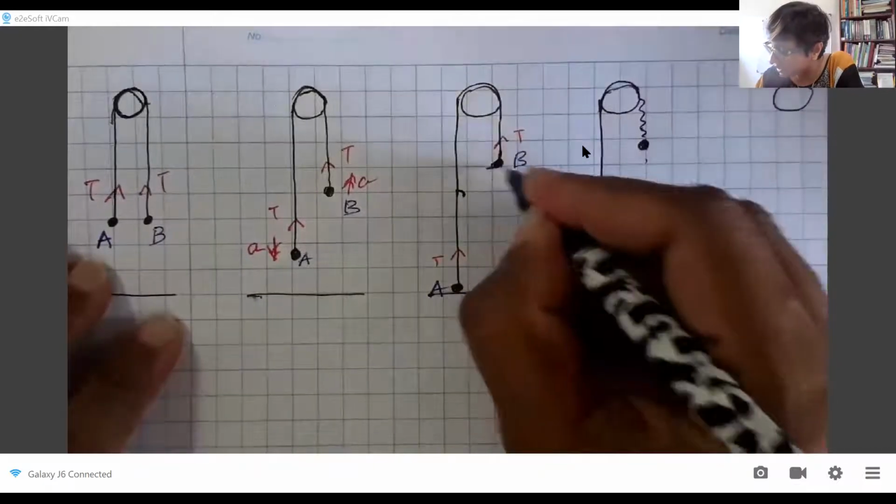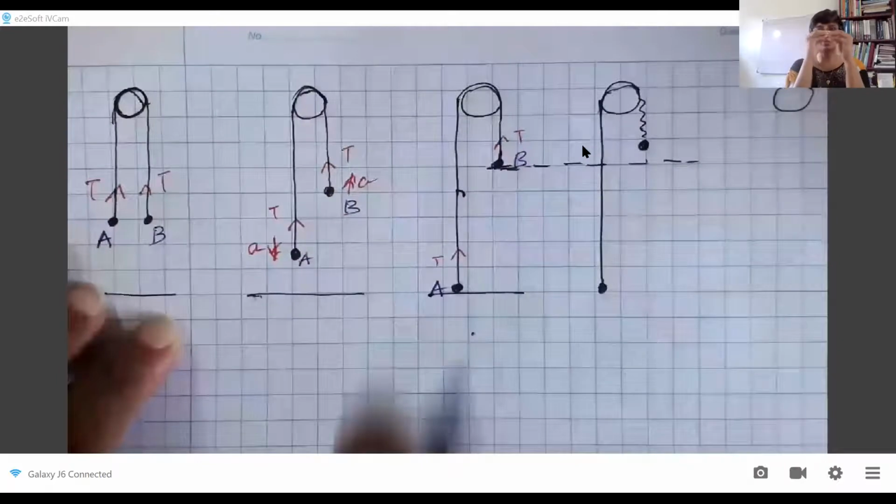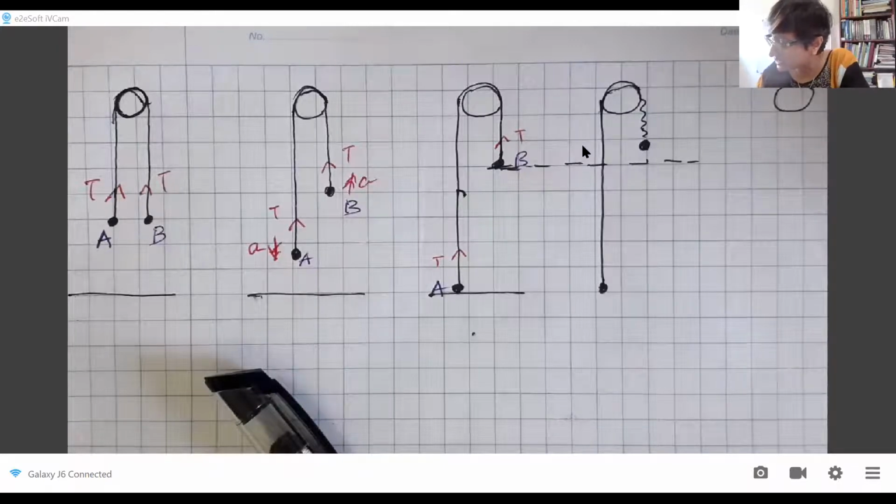After this moment, let me draw a dotted line at that level. B's motion is just motion under gravity because there is no T anymore, only the weight. It's just like it's been thrown upwards from that point, and it'll go up, and it'll stop, and it'll come back downwards until it is taut again, and it'll stop. You understand?